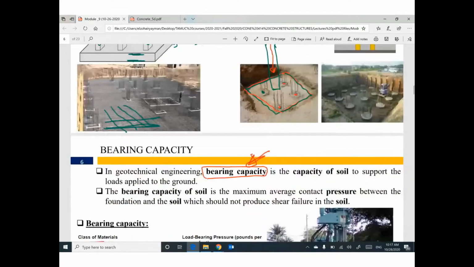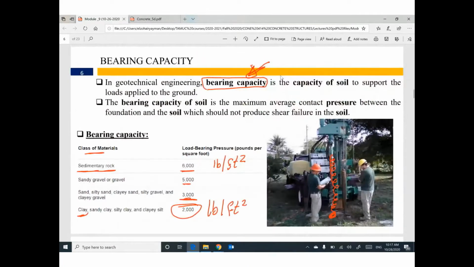I also talked about something called bearing capacity. Bearing capacity is the strength of the soil. We have soil, sometimes it's rock, very strong; sand, strong; gravel, strong also; clay, a little bit weak. So we need to figure out the capacity of soil for foundation.